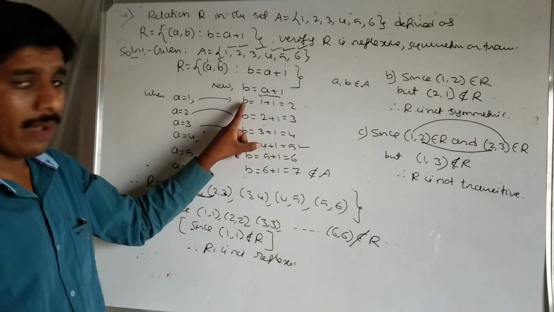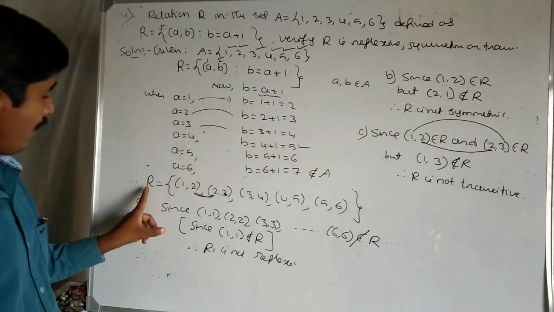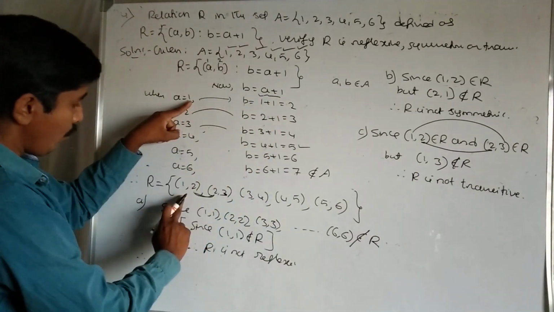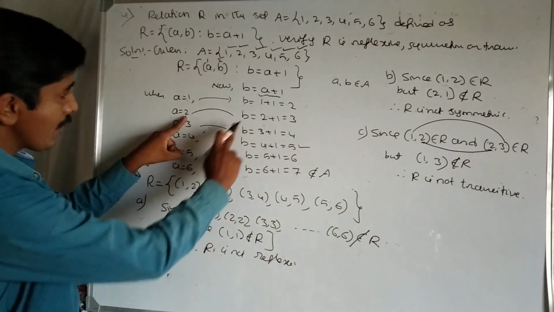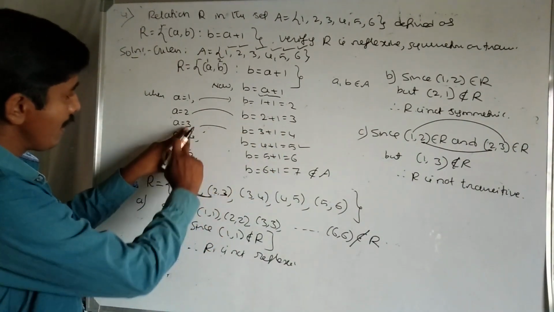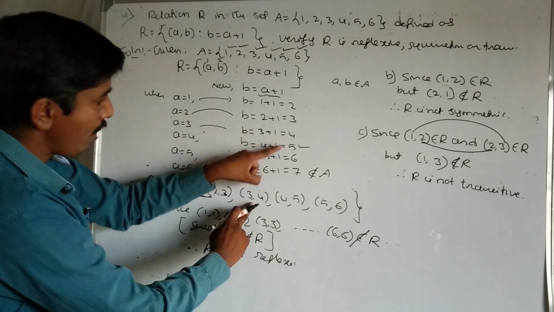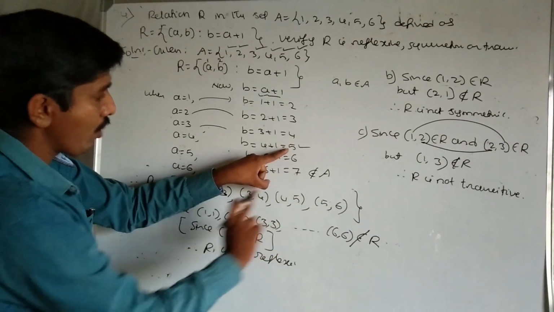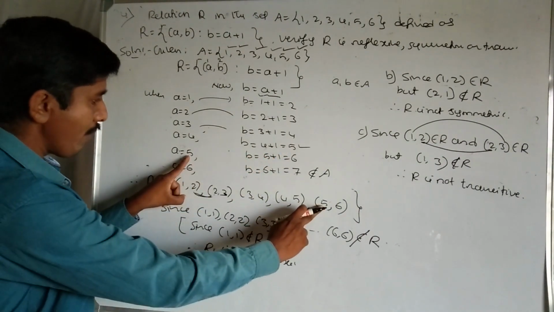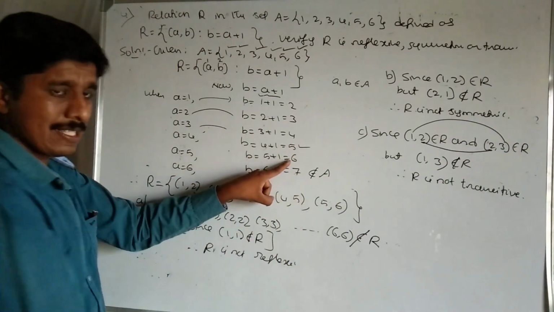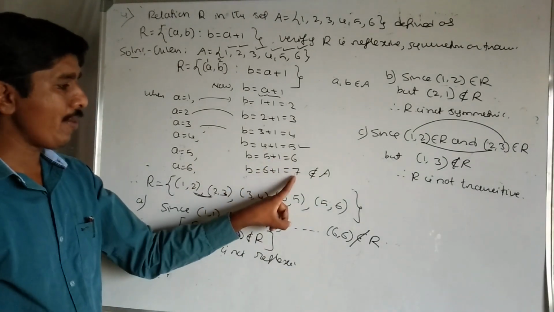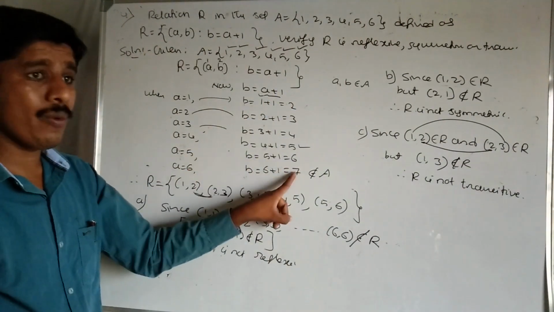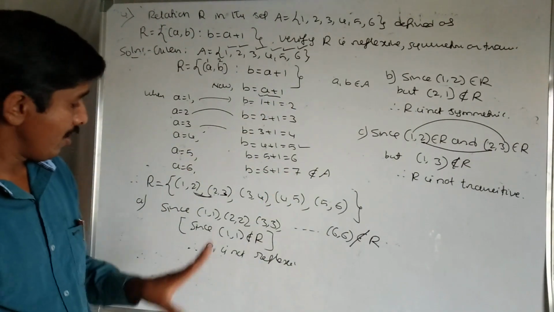Next point, corresponding B values. Then write relation R equal to: when A equal to 1, B equal to 2, so 1 comma 2. When A equal to 2, B equal to 3, so 2 comma 3. When A equal to 3, B equal to 4, so 3 comma 4. When A equal to 4, B equal to 5, so 4 comma 5. When A equal to 5, B equal to 6. When A equal to 6, B equal to 7, and 7 does not belong to your given set. Therefore 6 comma 7 does not belong to the relation.